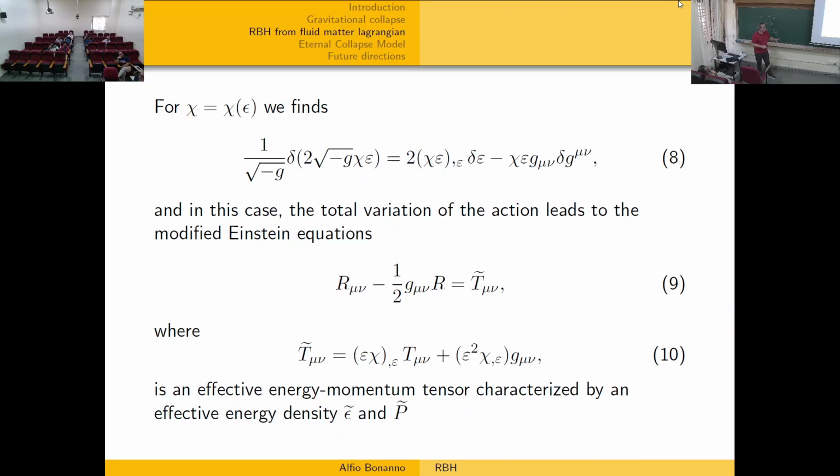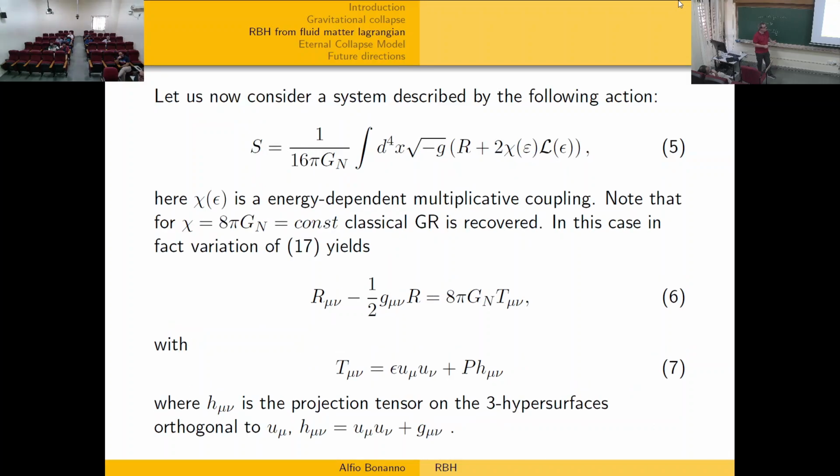Now, epsilon is the energy density of a fluid. I have a fluid with some energy density, and epsilon is simply the energy density of the fluid. The only thing that changes is that there is a coupling here between the standard Lagrangian and geometry through this chi.